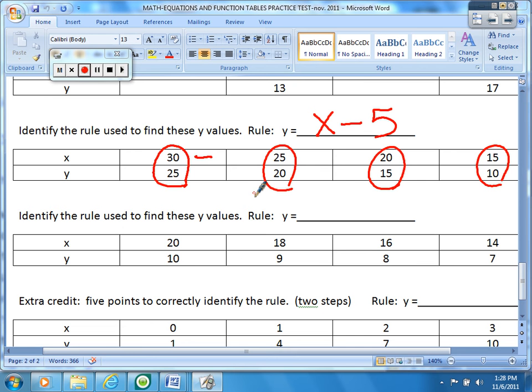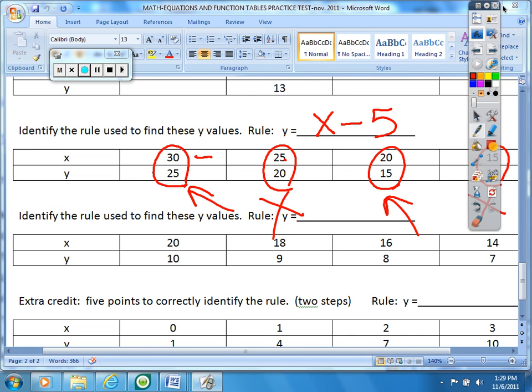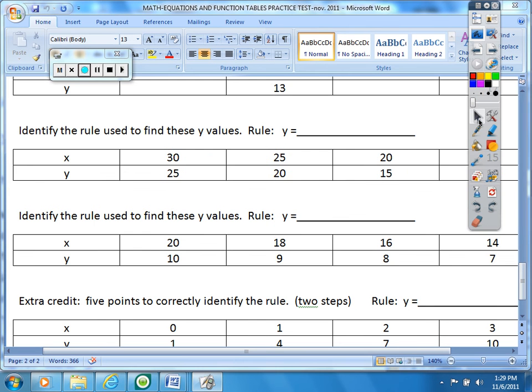And here's the kicker here. It's always got to work. You can't have a rule that works here, but doesn't work there. So when you come up with a rule, it's got to work in every case. And this does. Whatever x is, minus 5 will give me the answer. Let me do one more, and we're almost done here.